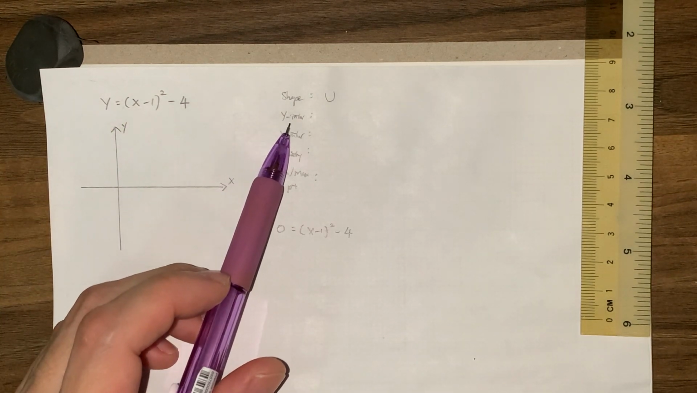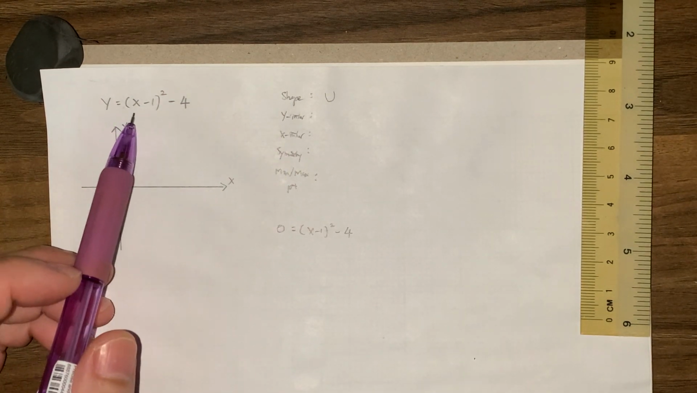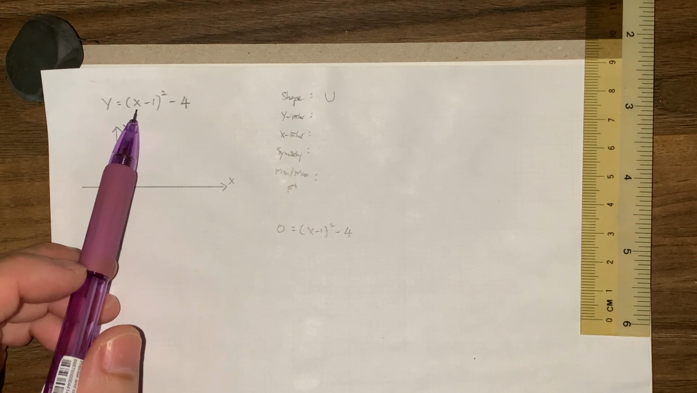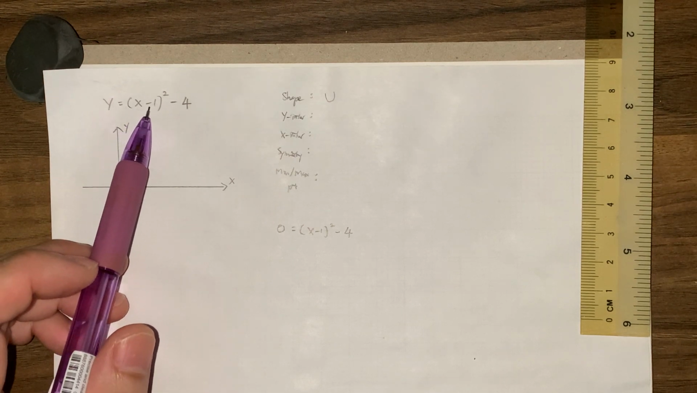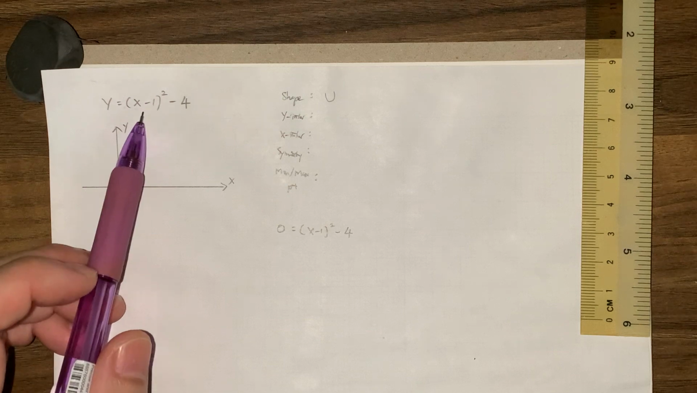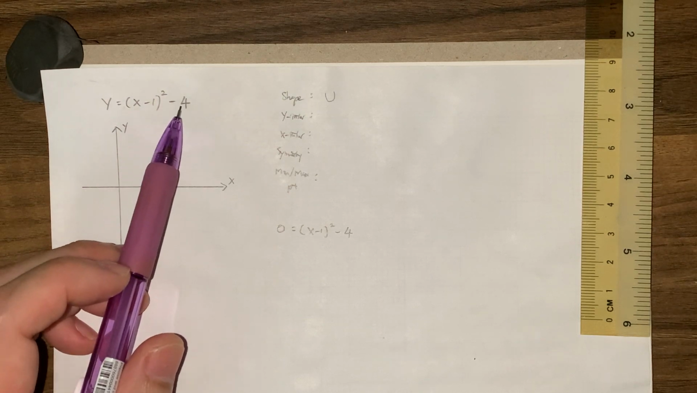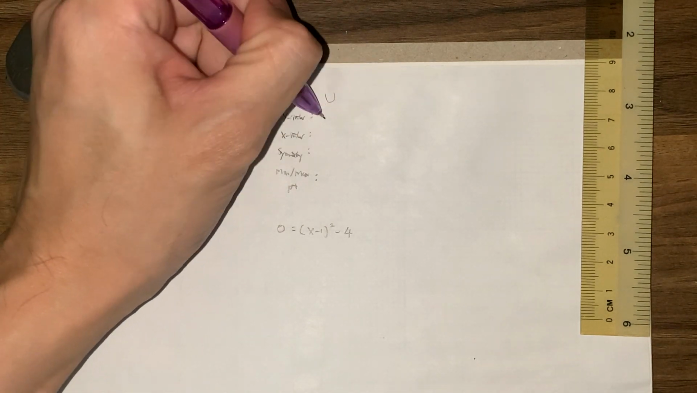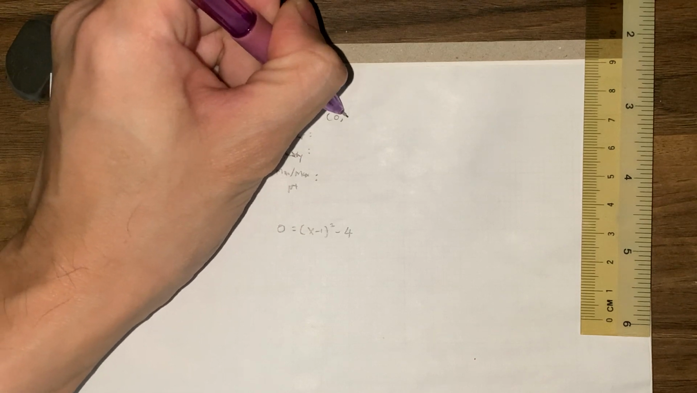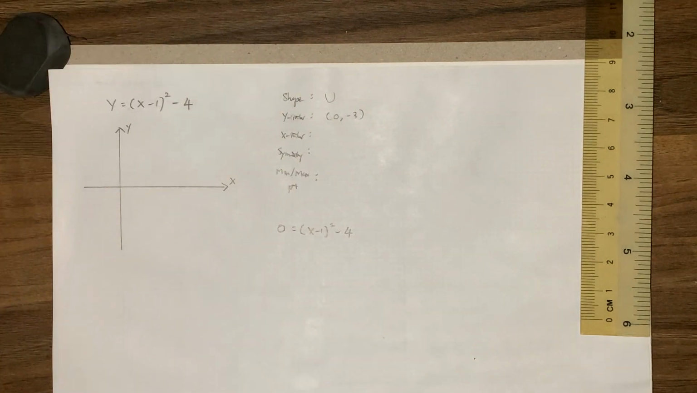So next thing, y-intercept. Same thing, y-intercept is always going to be sub x equals 0. So I'm going to sub this equal to 0. So I'm looking at minus 1 squared, which gives me 1 minus 4. So that'll be minus 3. So the y-intercept is going to be minus 3. So it's (0, -3).